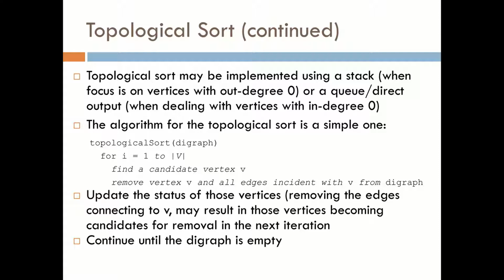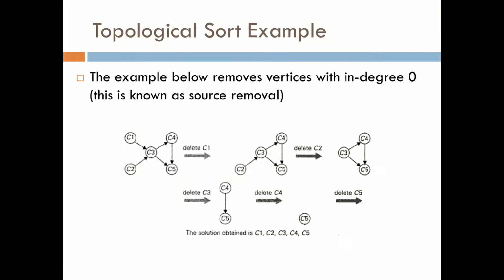And then basically we update as we go through. We expose other vertices that can be pulled off for the next iteration. And the example will hopefully make that clear. And we will do this until the digraph is empty. Once it's empty and we've output the information, that's the end of the topological sort. So let's look at just a small example.